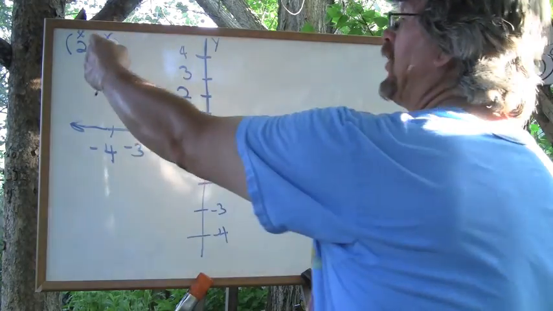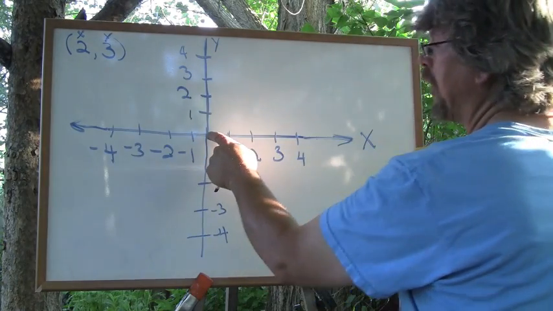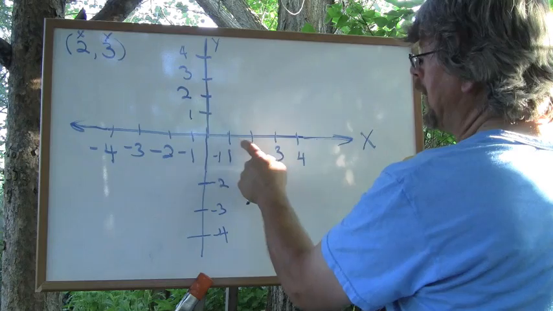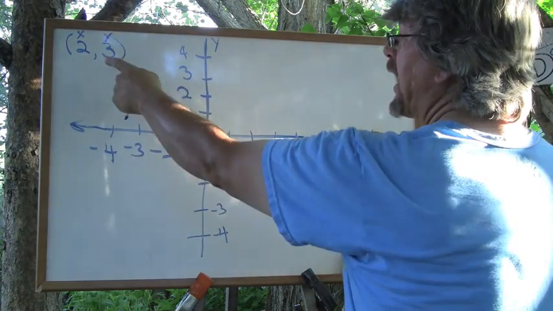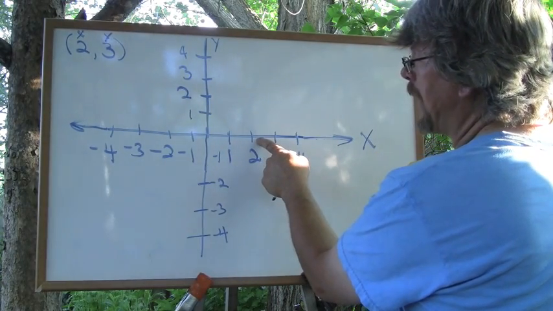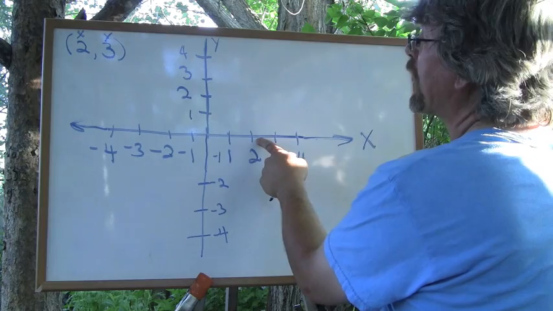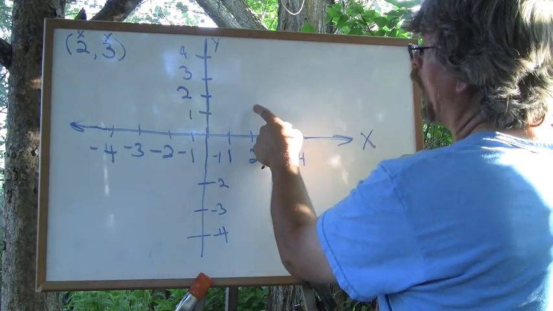Well, we look at x, 2. This is the x coordinate. Starting from the origin, we count over 1, 2. So we're here at 2. Then we have a y coordinate of 3. So we've moved over to 2 on the x coordinate. We see the 3 is above the x-axis, so we go up 3.